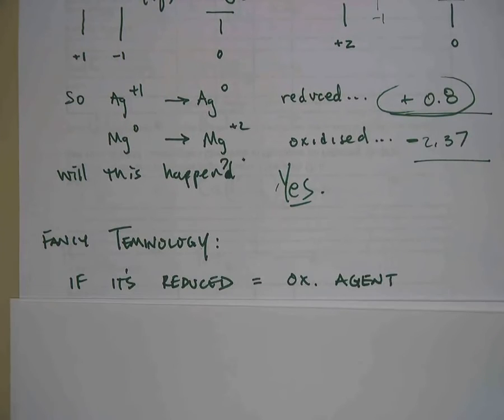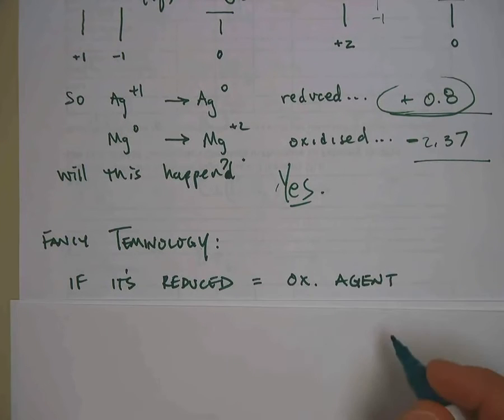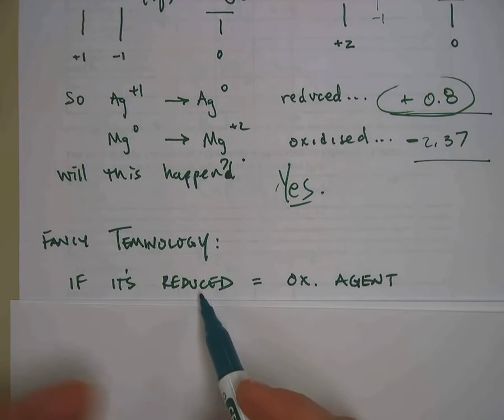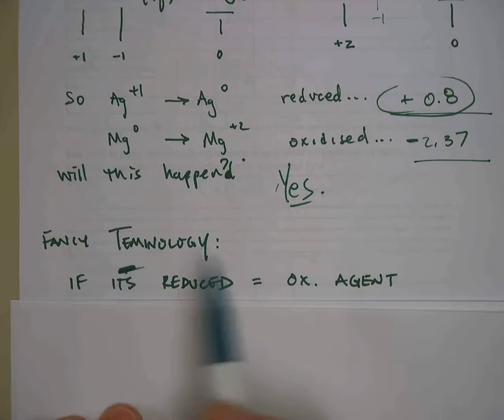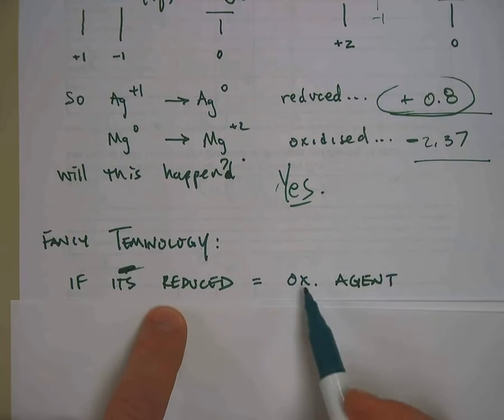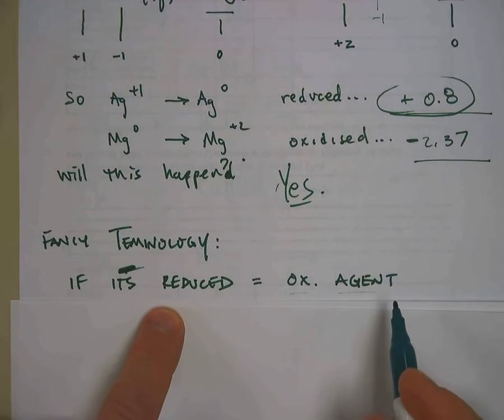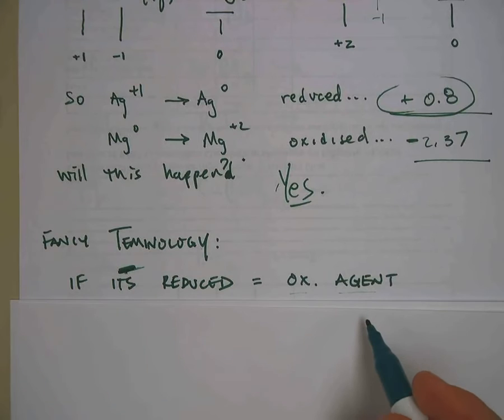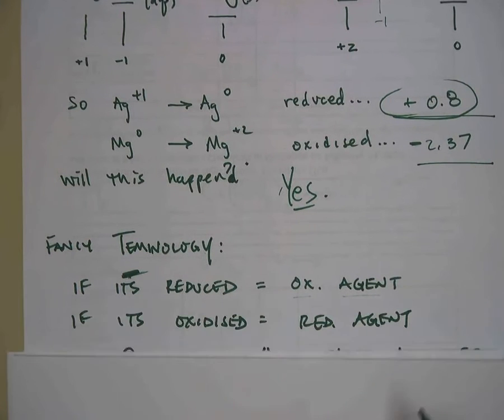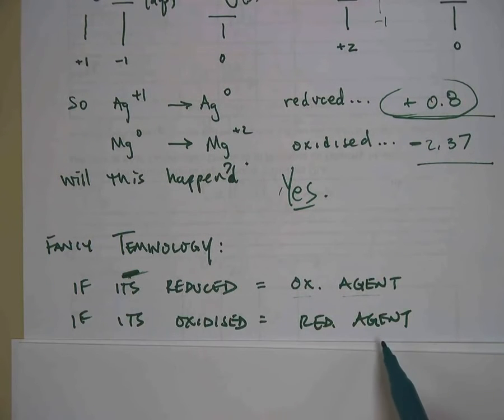Okay? If it's reduced, it's also known as an oxidizing agent. If it is reduced, it is an oxidizing agent, okay? You can think of it as it has the possibility of going out and causing oxidation to something, kind of like a secret agent goes out and does things to other people. If it's oxidized, it's called a reducing agent, because it causes other things to be reduced.